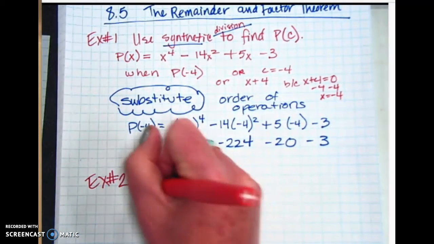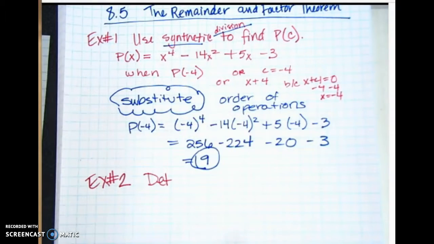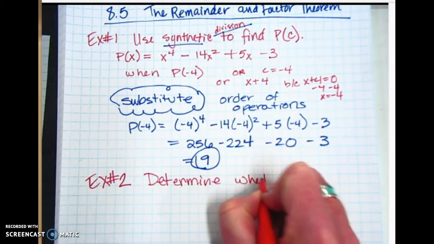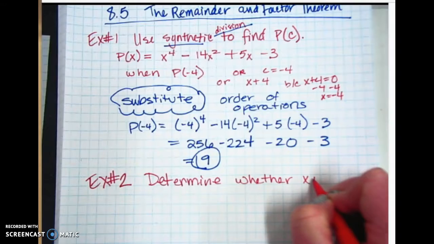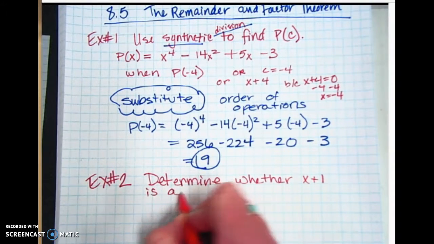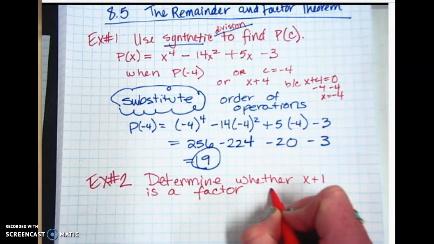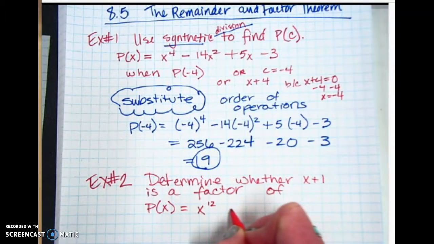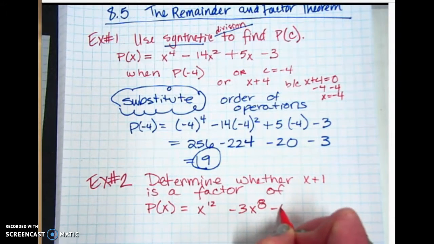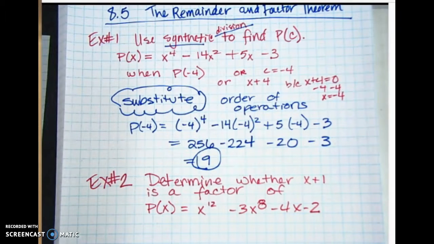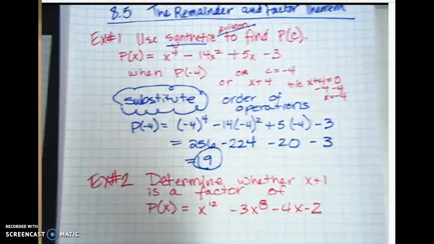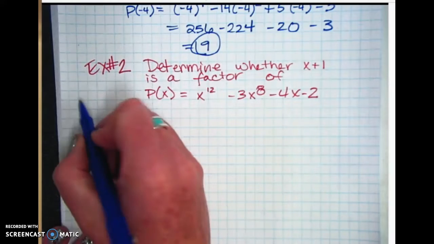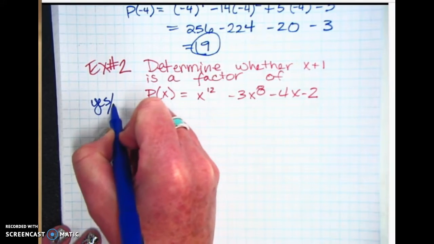All right, example number 2. The directions are going to say something like determine whether x plus 1 is a factor of P of x, and it's going to give you this equation, x to the 12th minus 3x to the 8th minus 4x minus 2. The answer to this is either going to be yes, it is, or no, it's not.